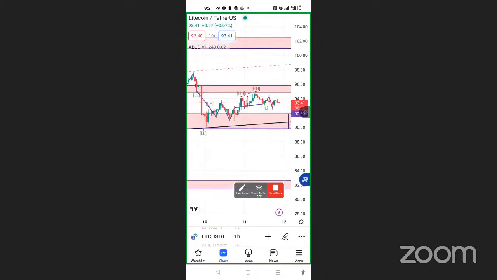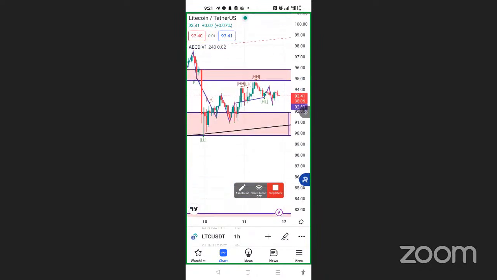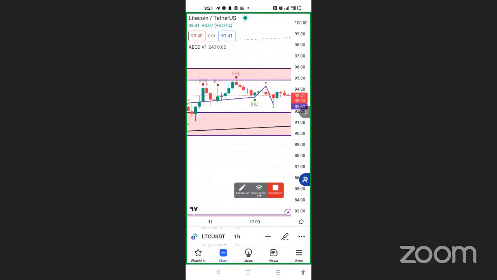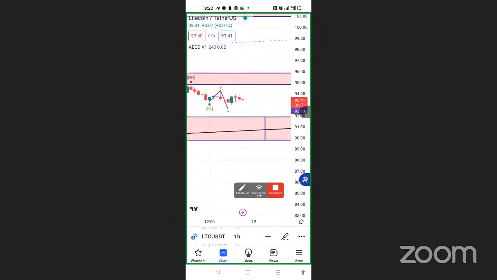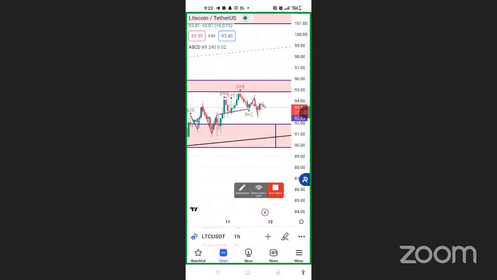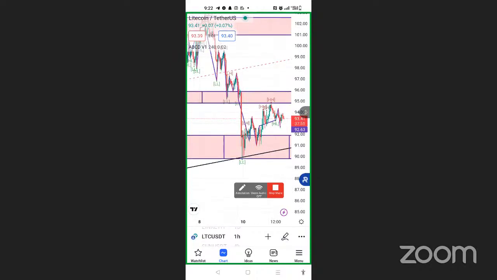So I wait for this trade to be able to form another point before I make an entry. So that is the ABCD V1, which I will not go into details today because we handled it last week, sorry, this week, I think on Thursday.